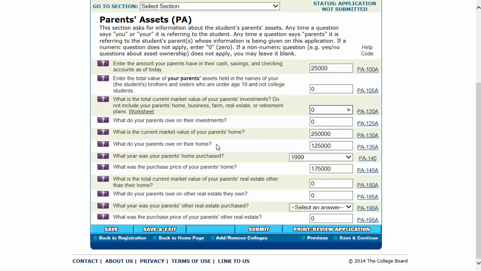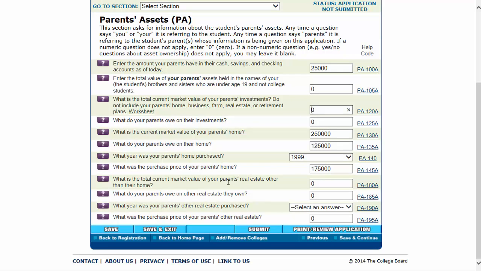What is the amount that parents currently owe on their home? So mortgage information. And then what year was the home purchased and what was the original purchase price? That set of information gives us a pretty good idea of what's going on with the family home.